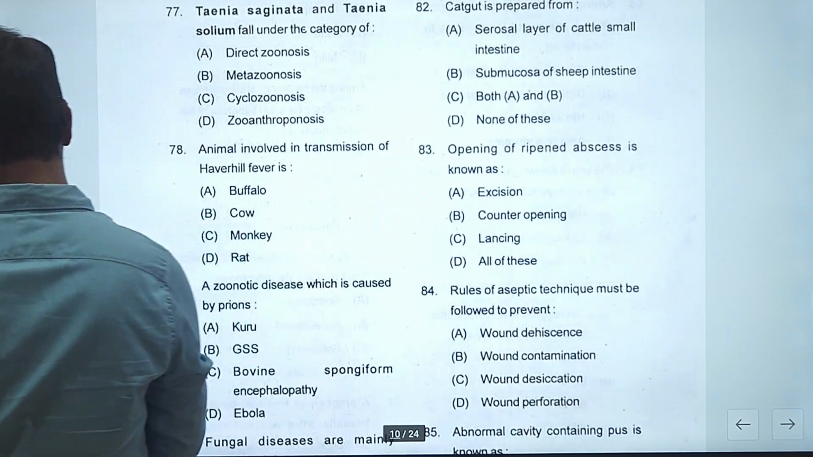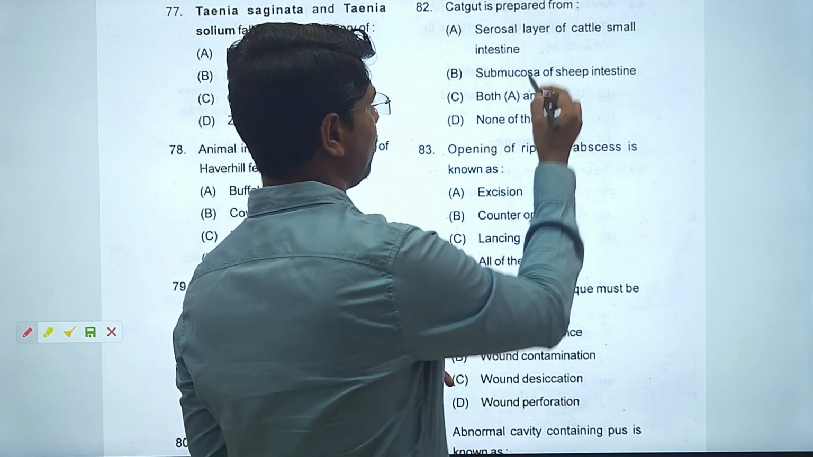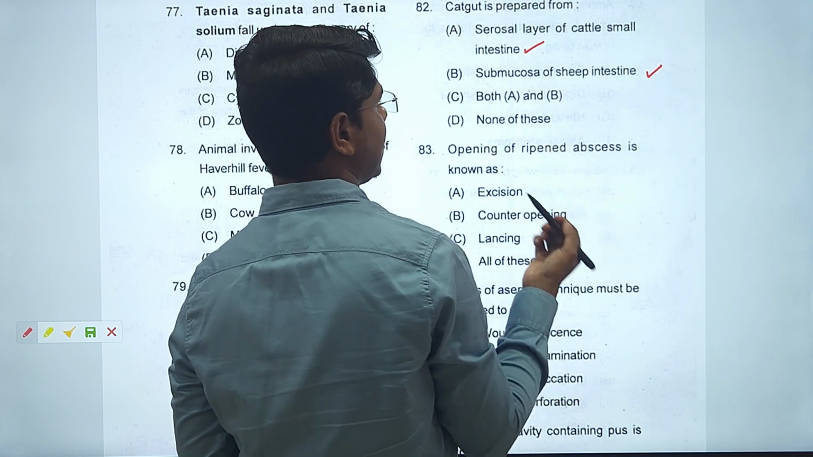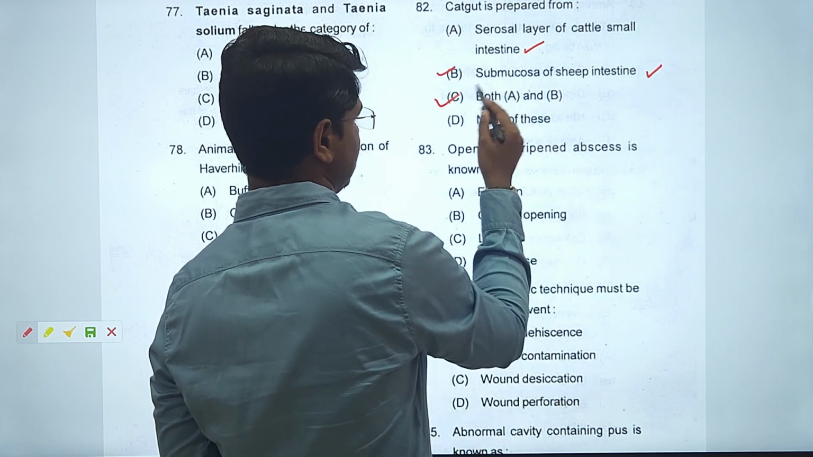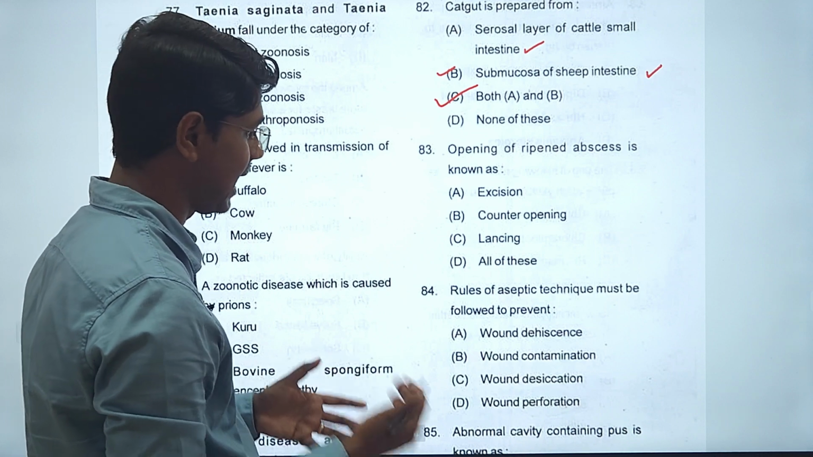Catgut is prepared from, this is in our answer key, the answer is actually wrong. Both the serosal layer of cattle small intestine as well as the submucosa of intestine can be used to produce it. Answer is given B, but the actual answer is C, both A and B.